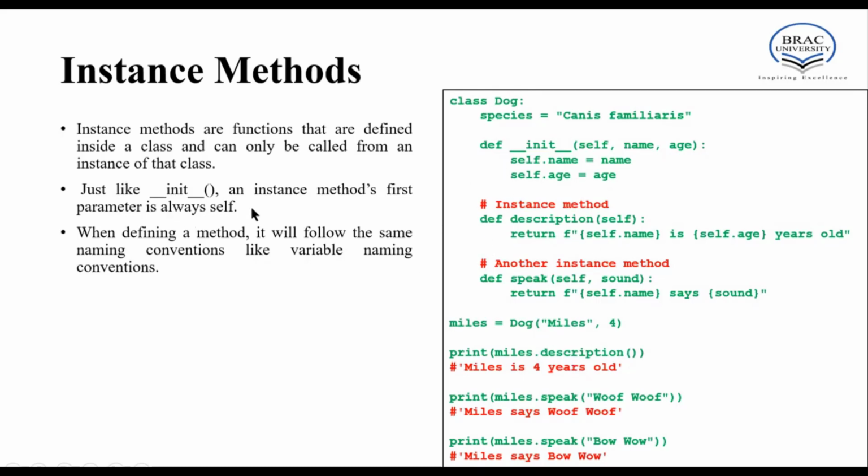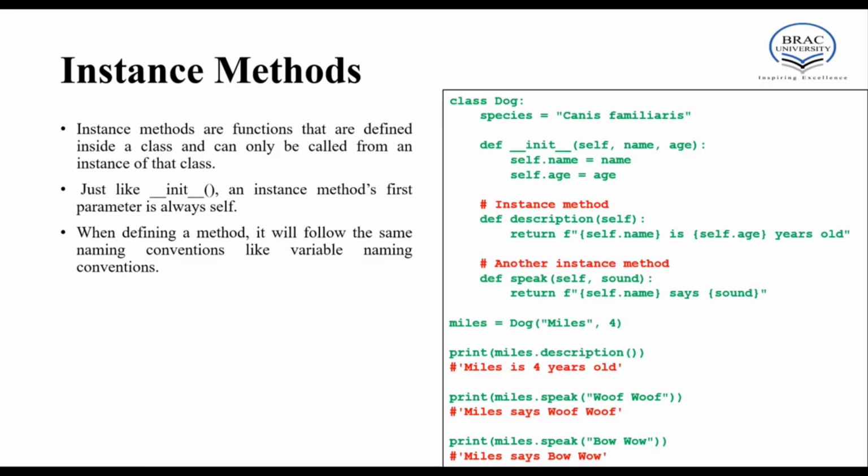So just like init, in instance methods the first parameter is always self. So here, just like init, we always need to write self. Here in an instance method, I just need to mention the parameter as self as well. When defining a method, it will follow the same naming conventions as variable naming conventions. Just like def description, this is a method name, right? So this name will always follow the variable naming convention.